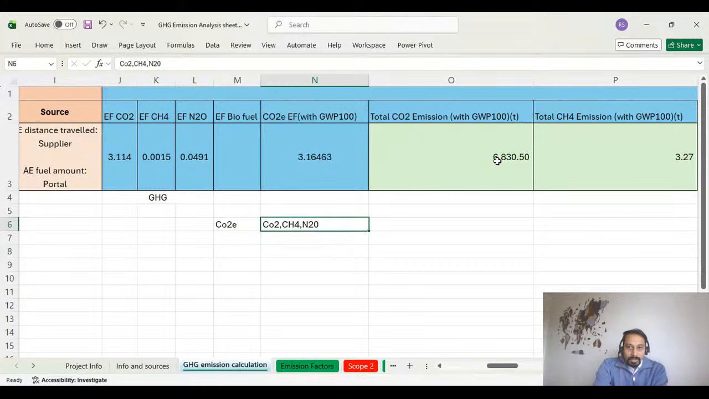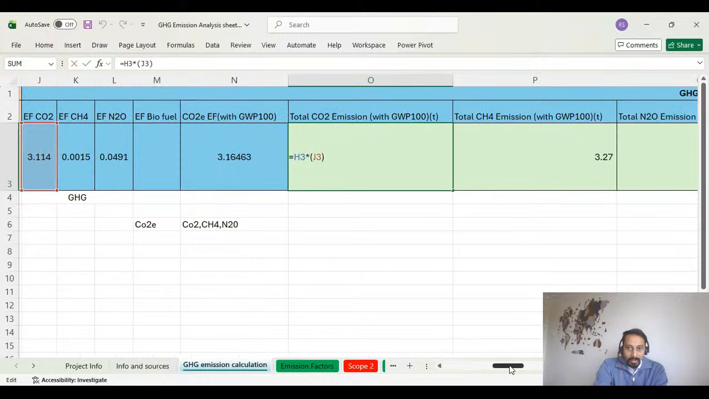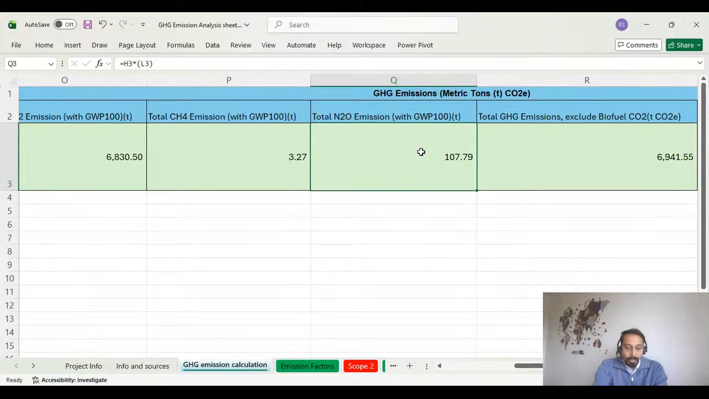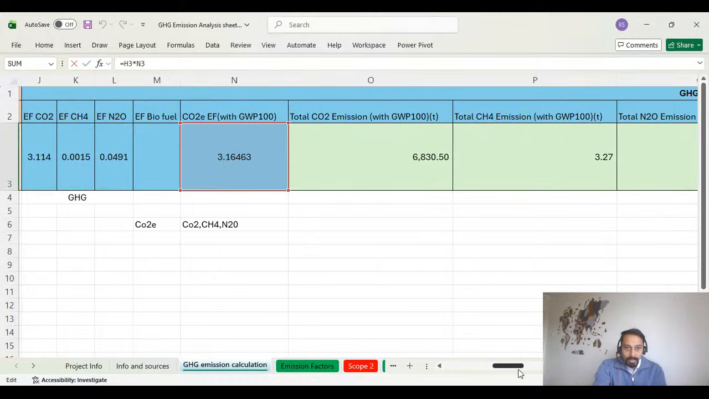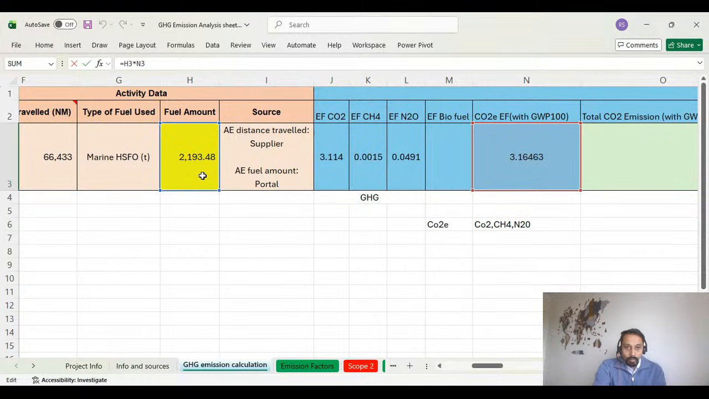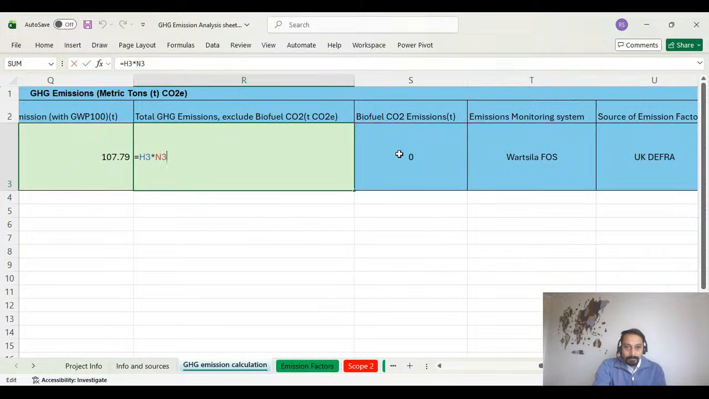Now the total CO2 emissions will be different because the emissions factor is 3.114 here, and the individual total CH4 emissions will be different, and the individual N2O emissions will be different, because they do not cover the GWP. The overall emissions cover the GWP, multiplied by the CO2 equivalent emissions factor, and by the fuel amount, which is the main amount that we are looking for. So the total emission for scope 1 for the green energy vessel is 6941.55 CO2 equivalent. That is part of your whole scope 1 calculation.